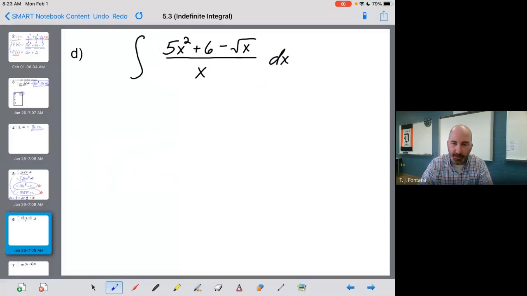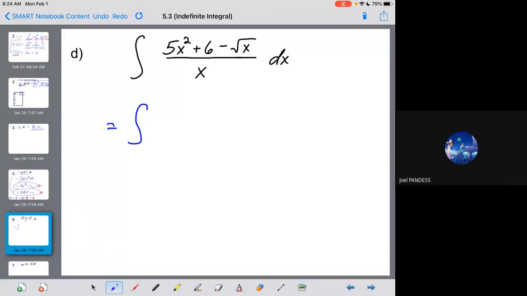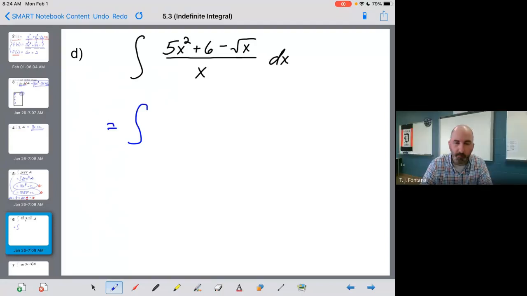So anybody think they know what we're going to do to rewrite this original expression in a manner that's going to make it easier to anti-differentiate? This was a trick I think we did in limits a little bit back in chapter 2. Can you make them? Oh, one at a time here. Sarah, go ahead. Can you make them separate?